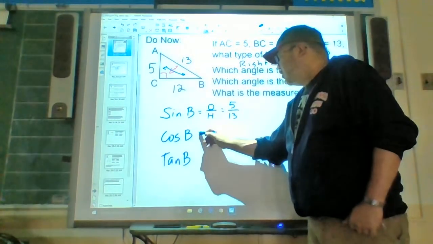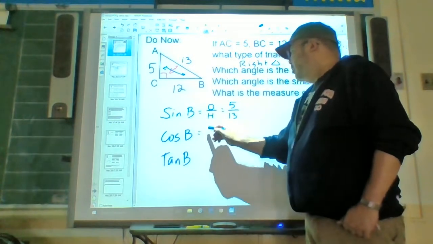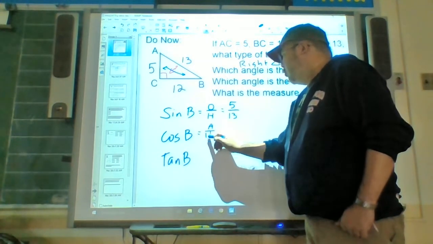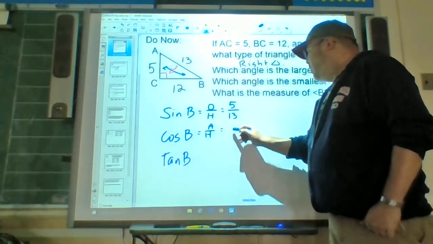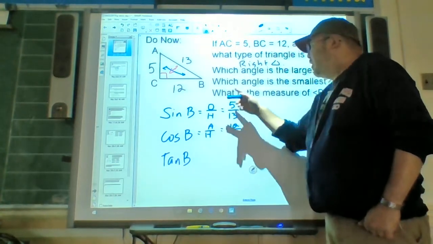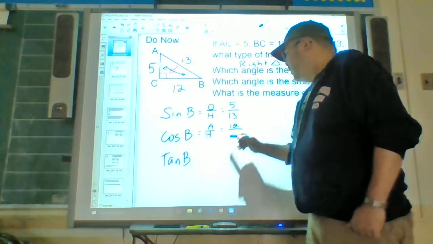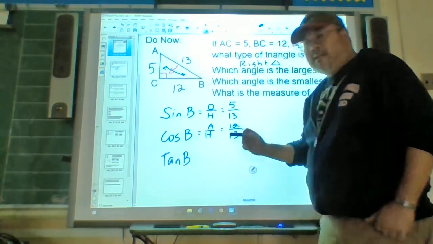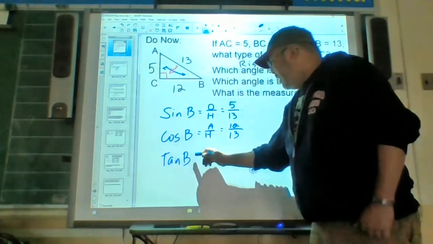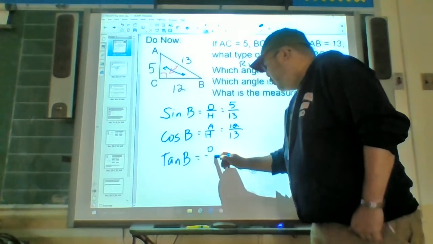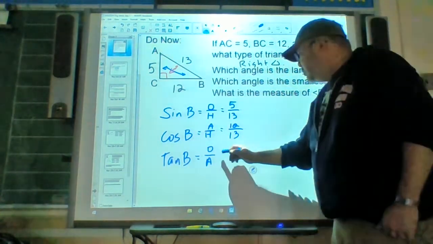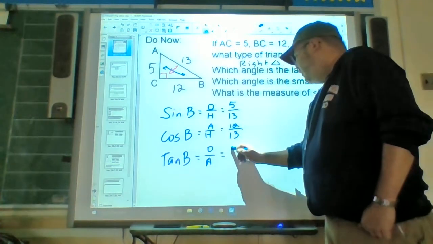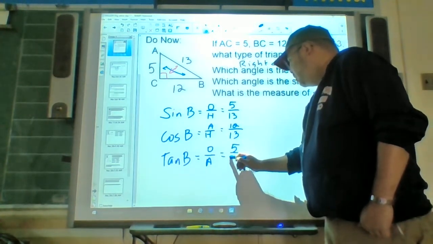Our cosine ratio for angle B will be the leg adjacent over hypotenuse. That's going to be 12, the leg adjacent to angle B here is 12, and hypotenuse is 13. And the tangent of angle B is leg opposite over leg adjacent. We find leg opposite is 5, and the leg adjacent is 12.